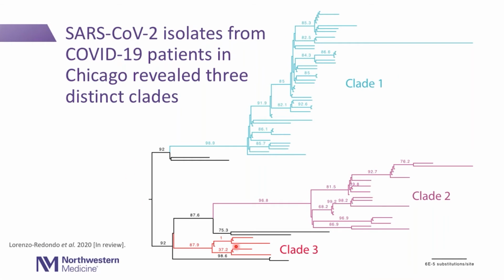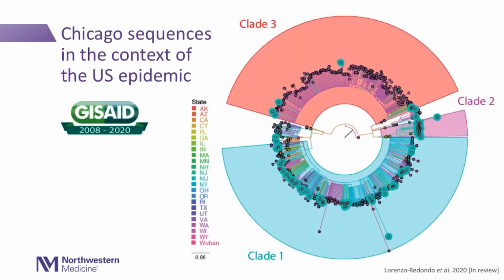To better understand how these 3 clades relate to the broader epidemic in the United States, we compared these sequences to all of the sequences available in the US at that time. And what we saw was quite interesting. Our clade 1 viruses were most closely related to viruses that we saw on the East Coast, particularly viruses circulating in the tri-state area of New York, Connecticut, and New Jersey. The clade 3 viruses, on the other hand, were very closely related to the viruses coming out of Washington state. And the clade 2 viruses, we saw almost nowhere else except for our original Illinois sequences.